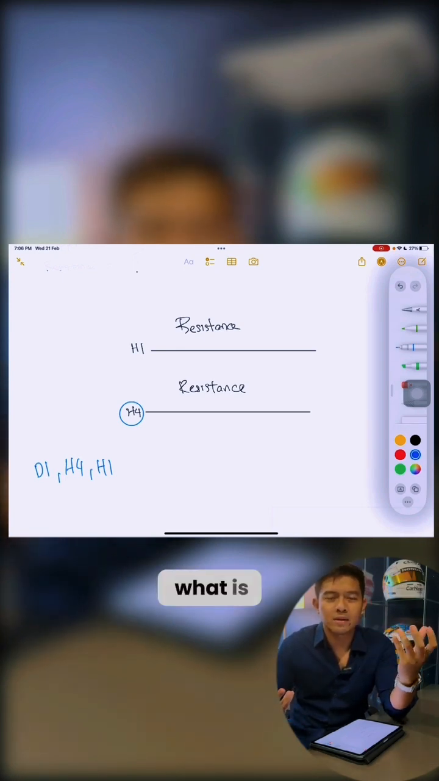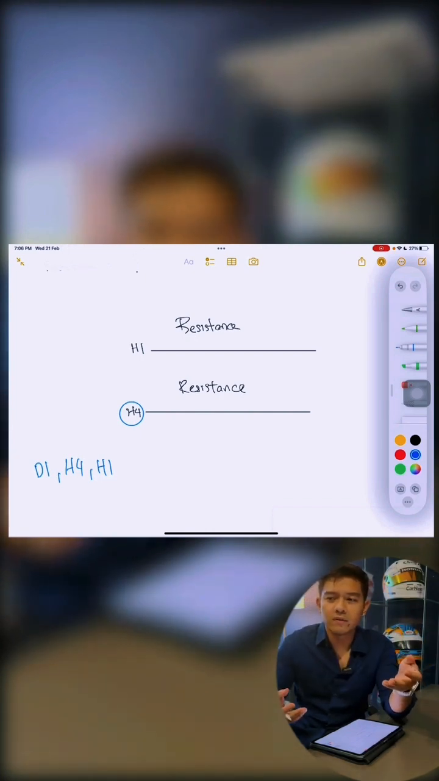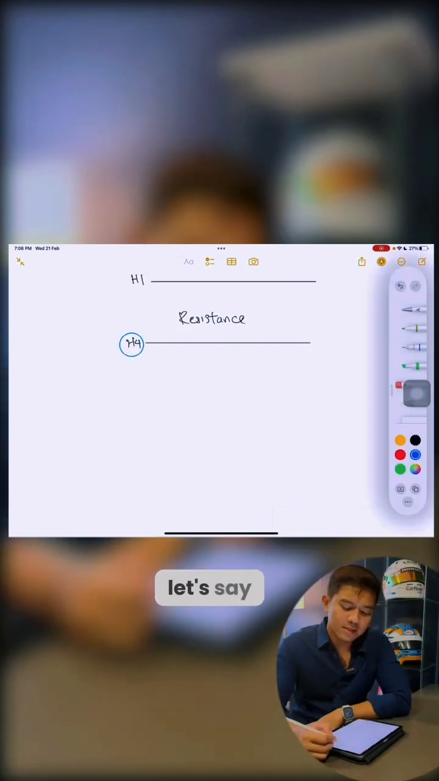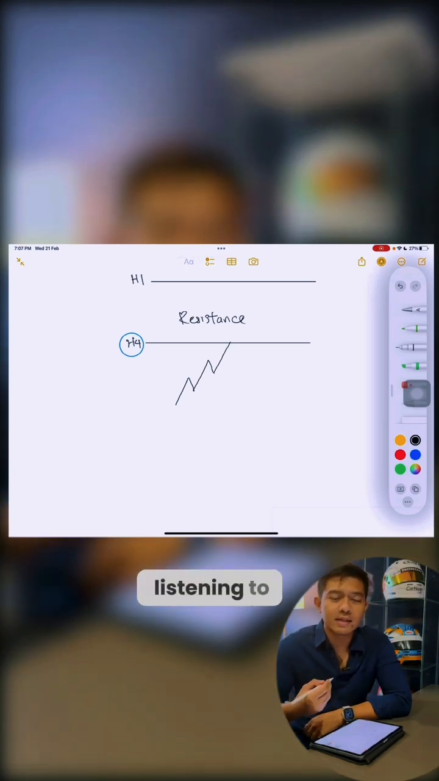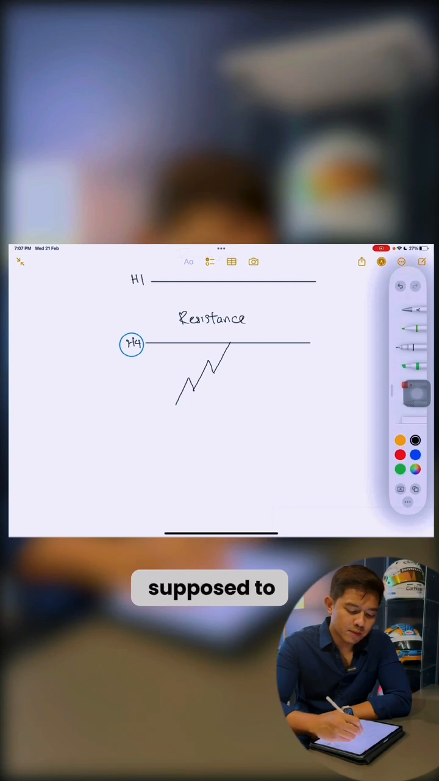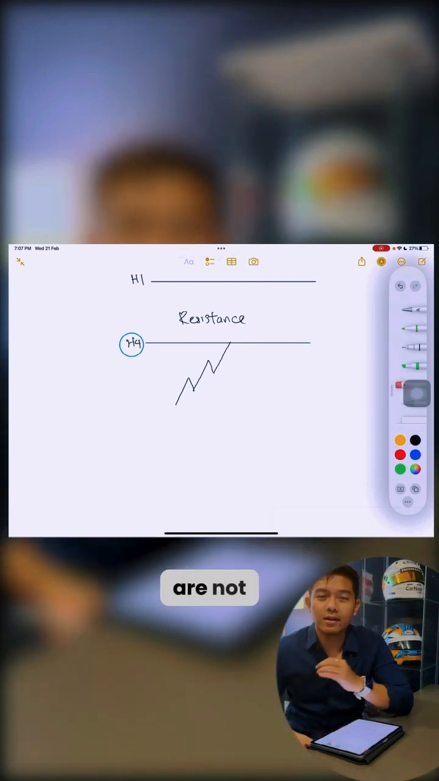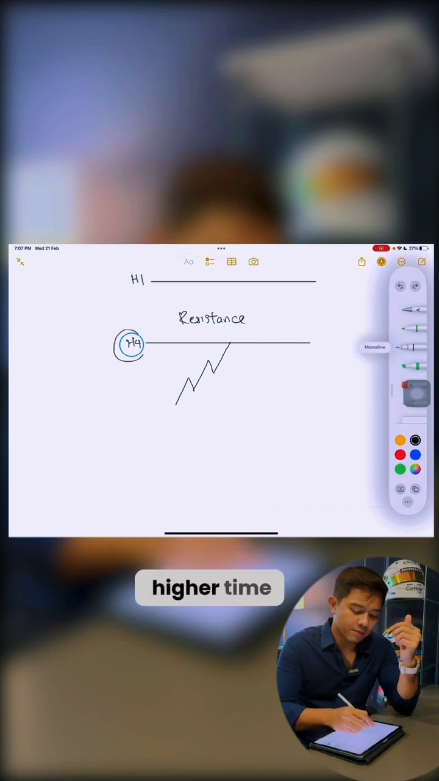But then, what does it have to do with these smaller time frames? Might as well just have it until M30 or even H1. Forget the small ones. Listen up. If you have a big time frame, let's say your smaller time frames are entering your zone, but the smaller time frames are not listening to the higher time frames. So you're supposed to be selling here, right? But in the end of the day, price is still going on to an uptrend. Because why? Your lower time frames are not listening to your higher time frames here.